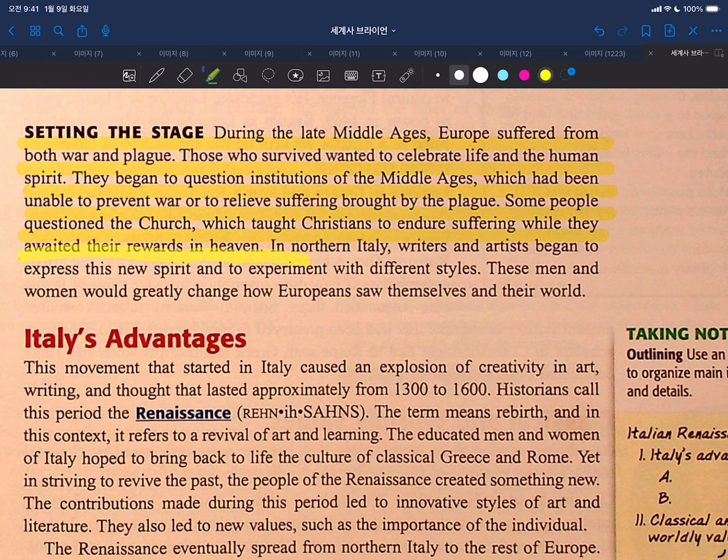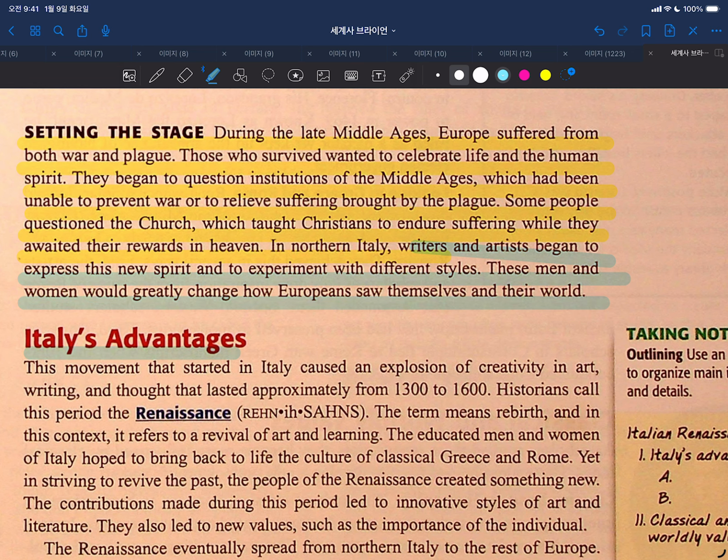In northern Italy, writers and artists began to express this new spirit and to experiment with different styles. These men and women would greatly change how Europeans saw themselves and their world.